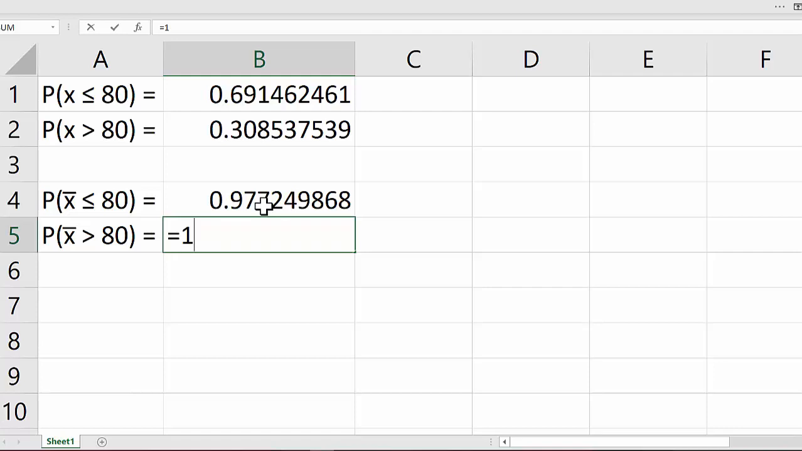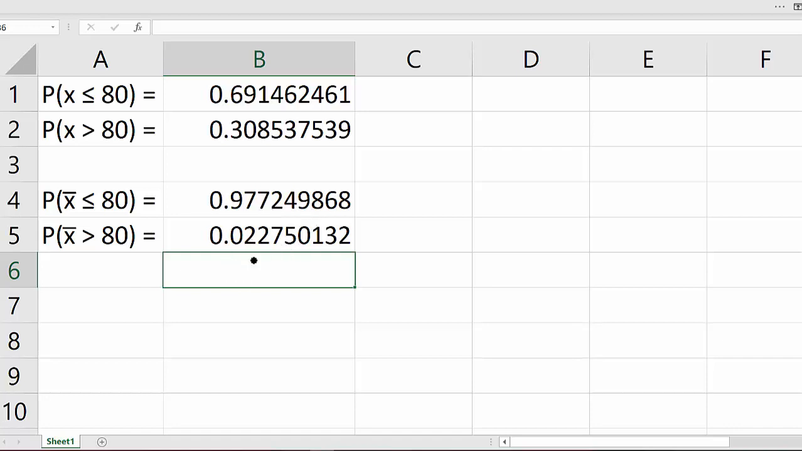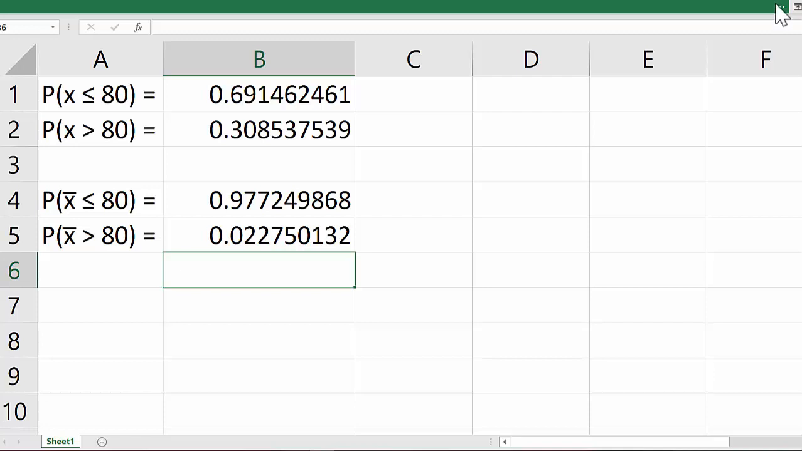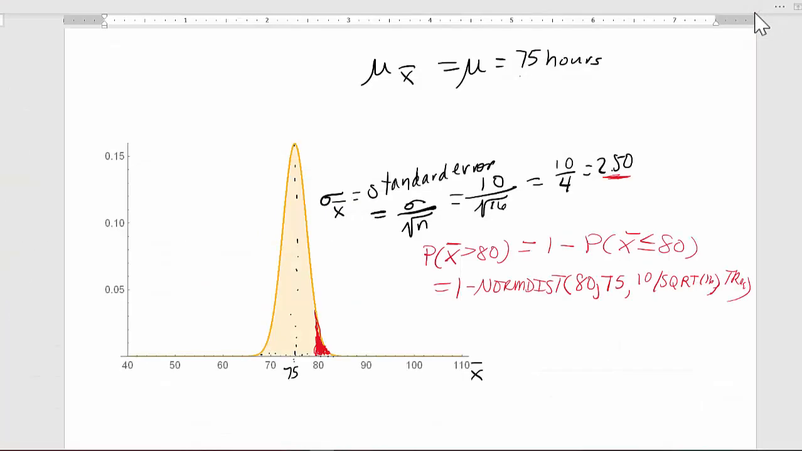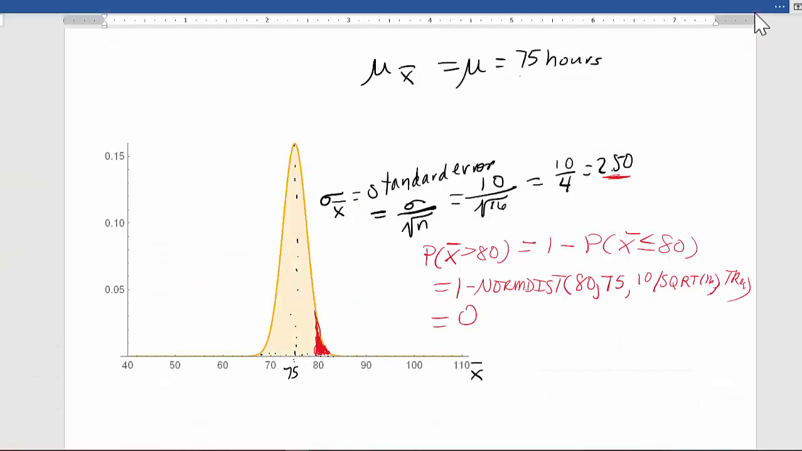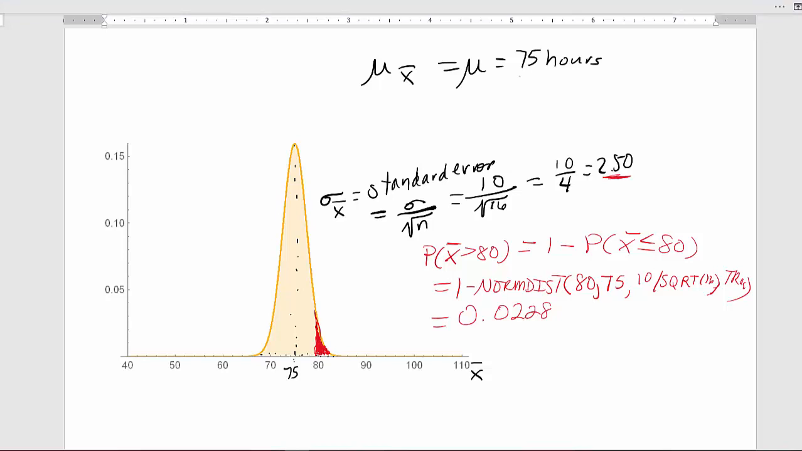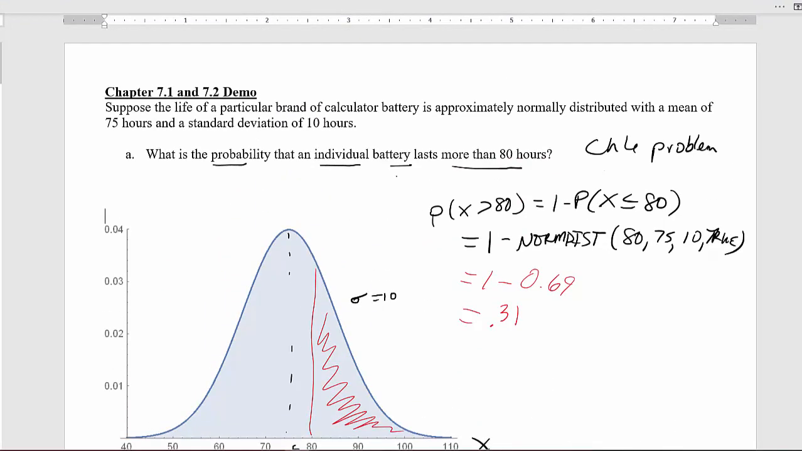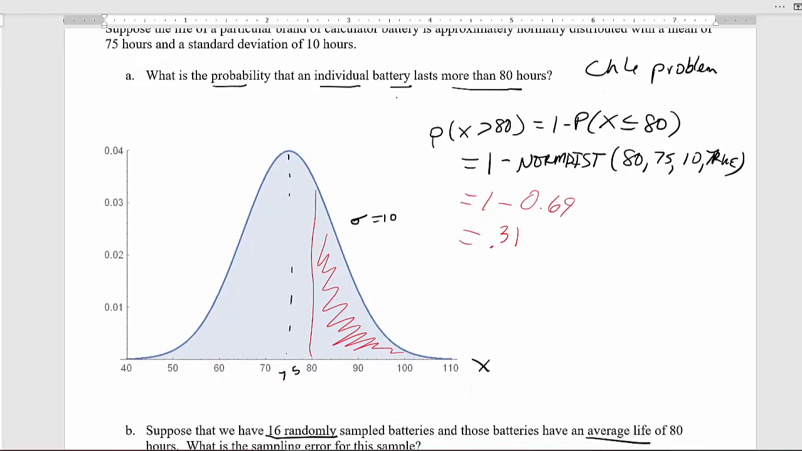We'll do equals 1 minus, just like we did in Chapter 6. And we'll find a 2.28% chance that an average of 16 batteries could last more than 80 hours. So the chance that a group of batteries together could last this long is actually relatively small, where an individual battery has a pretty good chance, a 31% chance that the battery could last at least that long.